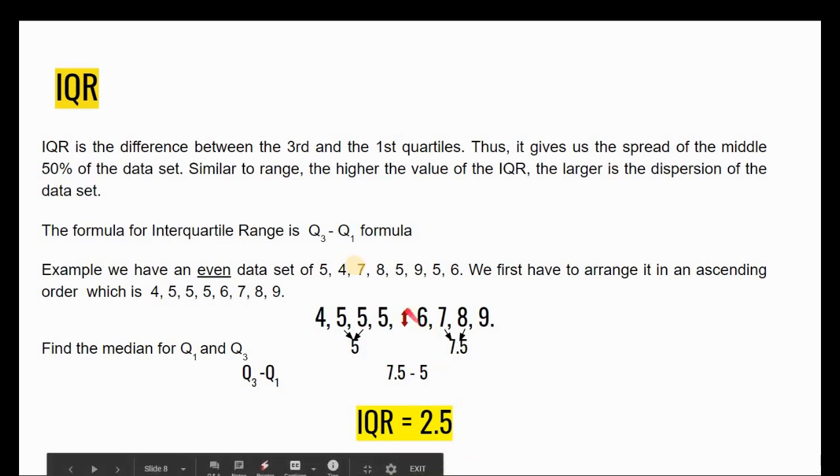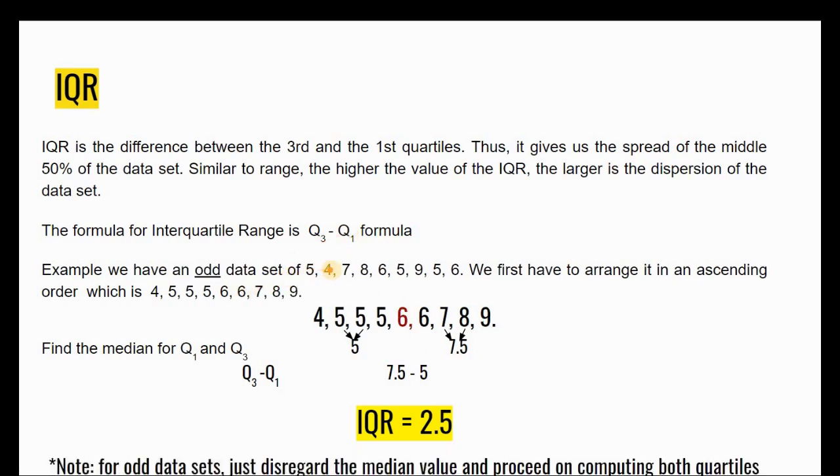2.5. Now, what if I add one more number here? In this case, I added a 6, which makes our data odd. What will we do? First, we arrange it again in ascending order. Luckily, the number we added falls in the middle. This is what I would like everyone to know, or a reminder for students: when the data set is odd, you disregard the data in the middle. You will not consider this 6. Just imagine you have two halves, one here and one there, in between the 6.